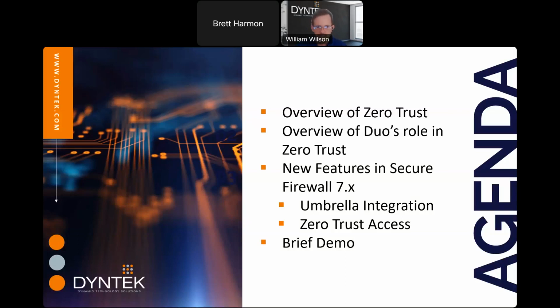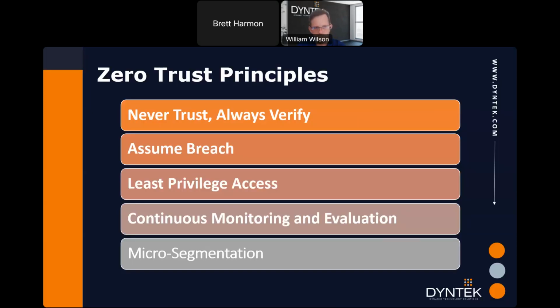Some topics I'm going to discuss today are providing a high-level overview of zero trust. We're going to go a little bit into Duo's role in zero trust, and then I'm going to delve into the new features in Cisco Secure Firewall 7.x as they relate to zero trust and implement with Cisco Umbrella. Following that, I'll do a very brief demonstration.